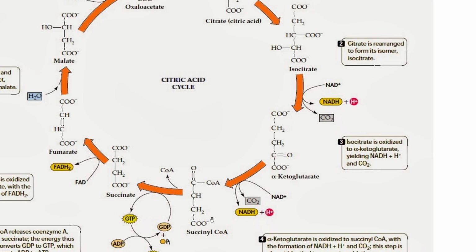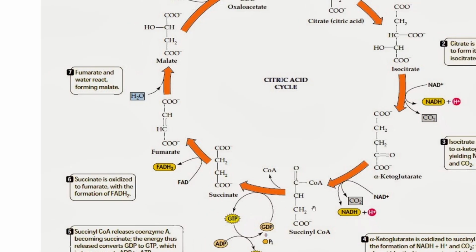Okay. So this step is almost identical to pyruvate oxidation. And then what happens here is succinyl coenzyme A is converted to succinate, where it releases the coenzyme A and converts GDP to GTP, which is coupled to the conversion of ADP to ATP.